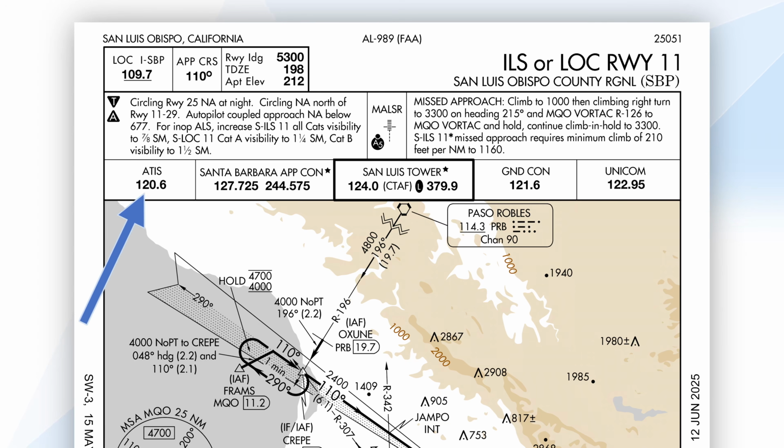We have ATIS tuned in to COM2 active, and we have information Whiskey. And I have granted COM2 standby. Right now we're talking to Oakland Center. That's in COM1 active. I do have Santa Barbara approach in COM1 standby. Once we switch over to Santa Barbara approach, I'll set San Luis Tower into COM1 standby.